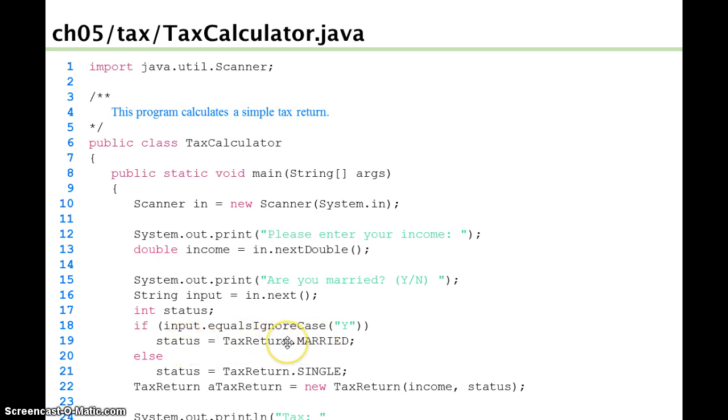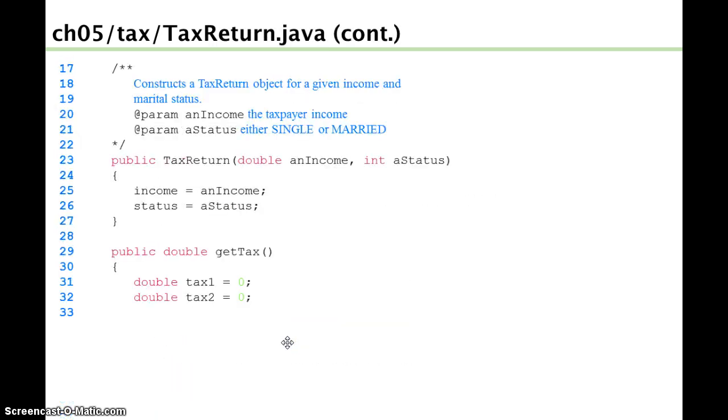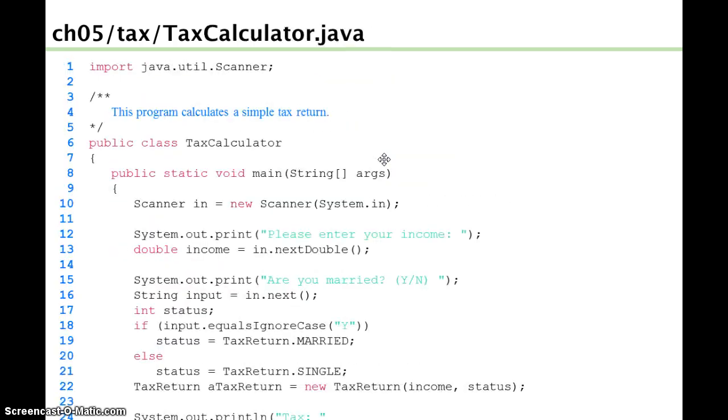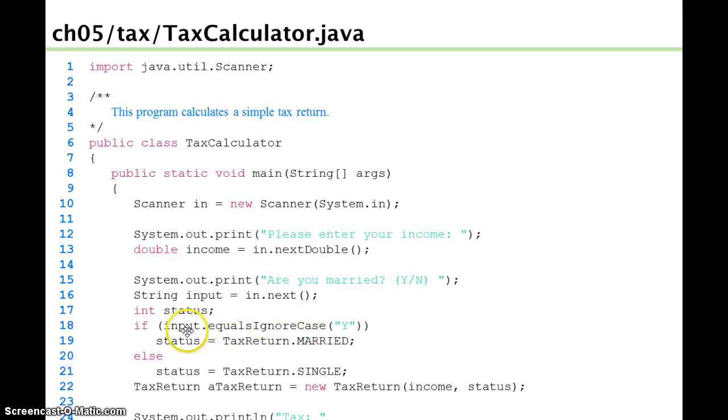Which was up here. MARRIED is, let's see, MARRIED is 2. So that'll be the value of 2, so status will be 2. Otherwise, the status will be 1. And then we're going to create a TaxReturn object, and we're going to pass in the income and the status that we read in. And then we're going to print the tax amount.